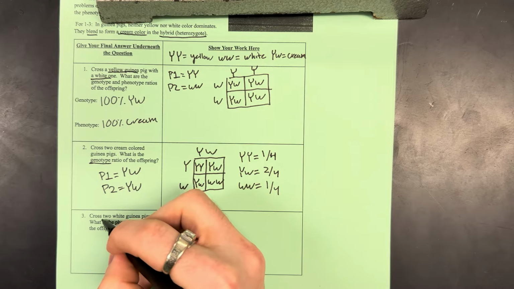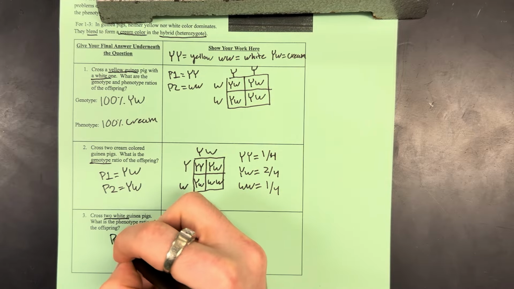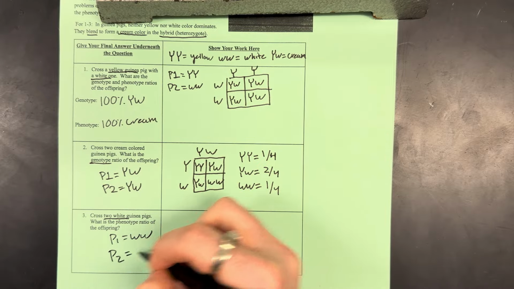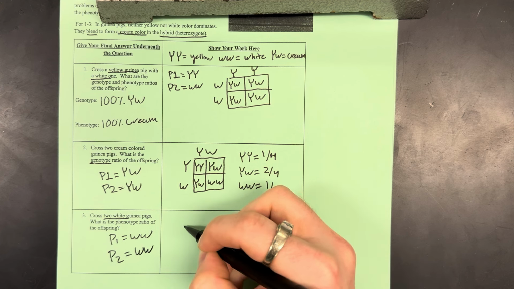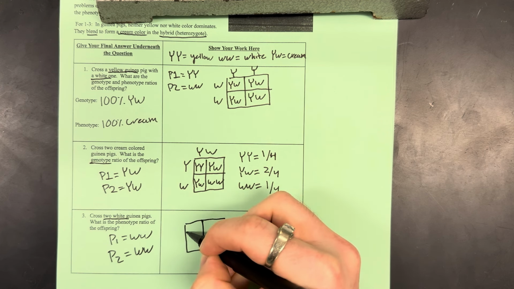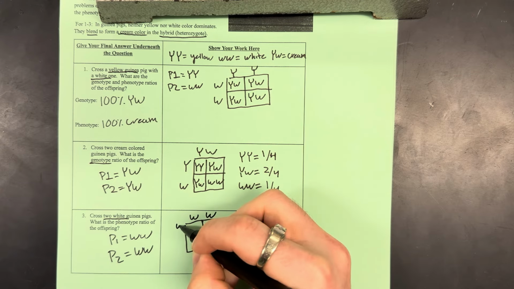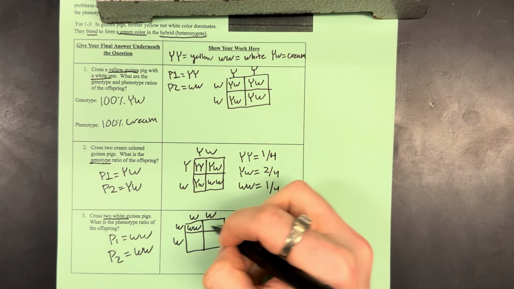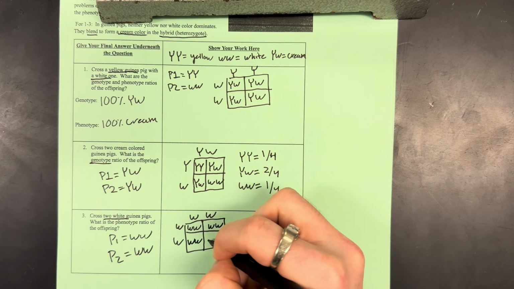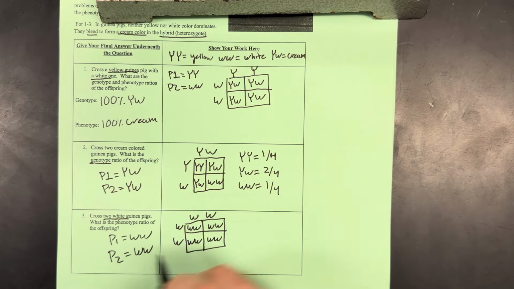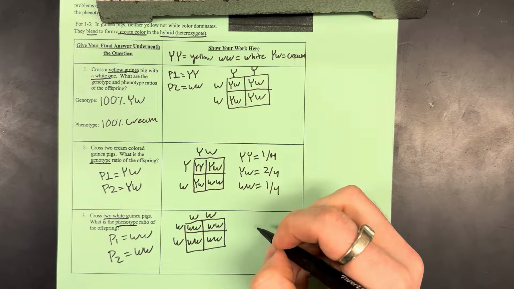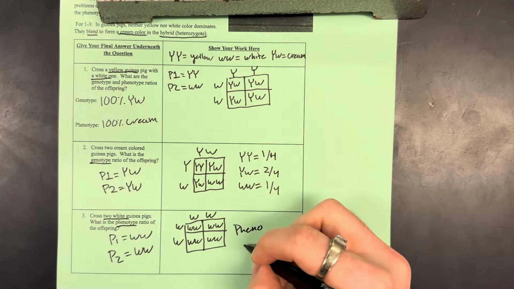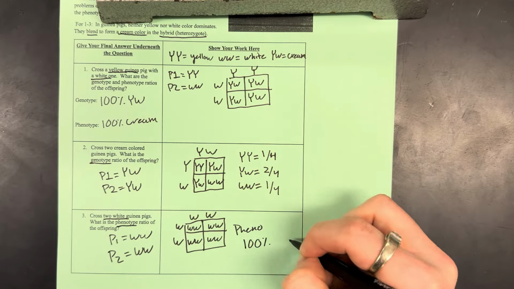Now, the final question has us crossing 2 white guinea pigs. So parent 1 is going to be a white guinea pig, which is WW. Parent 2 is going to be a white guinea pig, which is WW, which when we set up our Punnett square, you can probably already see where this is going. If we get parent 1's WW, parent 2's WW, and then we combine that all in here, we end up getting phenotype, that's where we care, so that's color. All of them are WW, so 100% are going to be white.